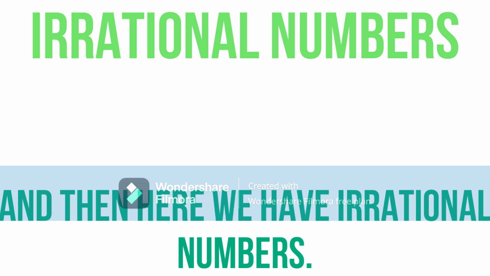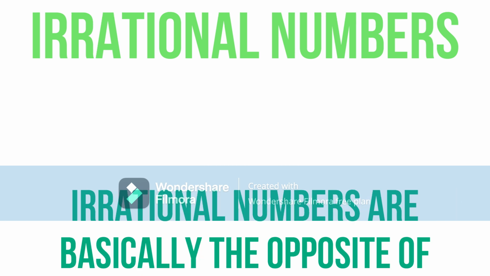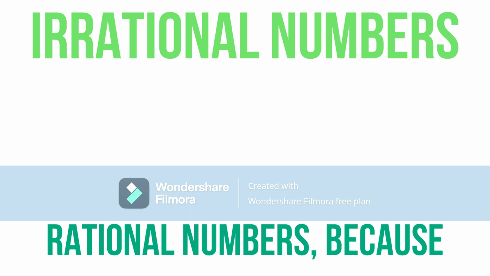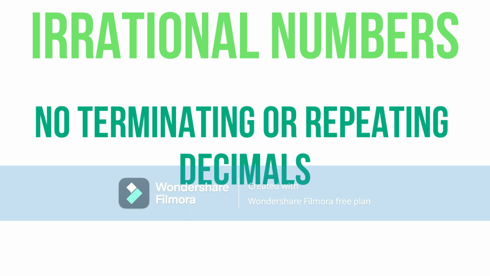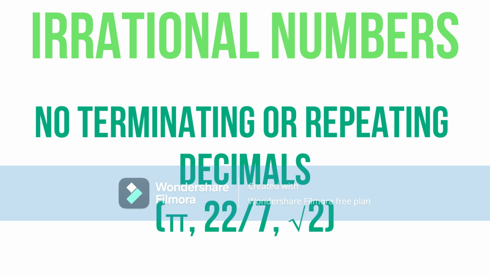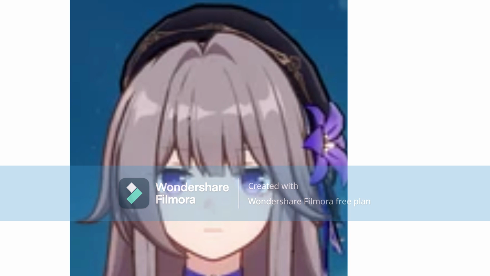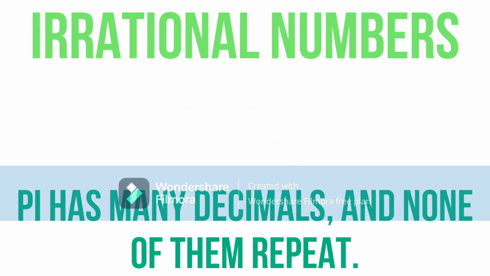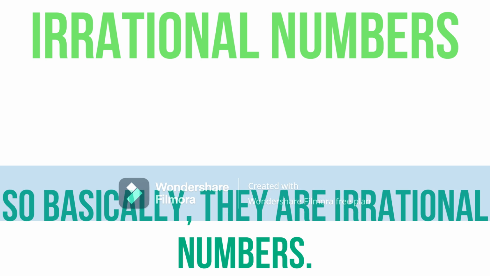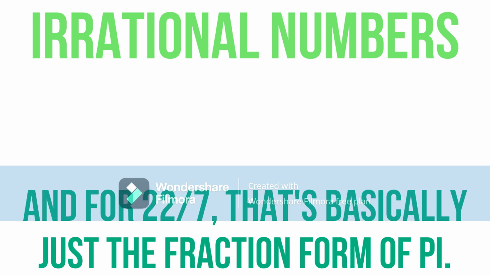And then here we have irrational numbers. Irrational numbers are basically the opposite of rational numbers because they don't have terminating decimals or repeating decimals. The examples of irrational numbers would be pi, 22/7, and the square root of 2. Pi has many decimals and none of them repeat, so it is an irrational number. And then 22/7 is basically just the fraction form of pi.